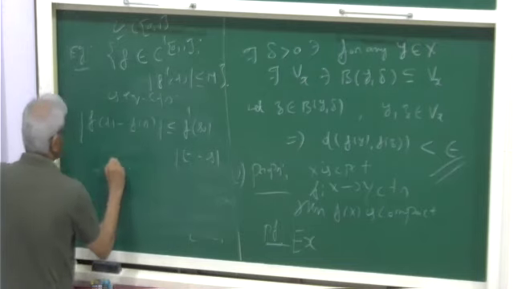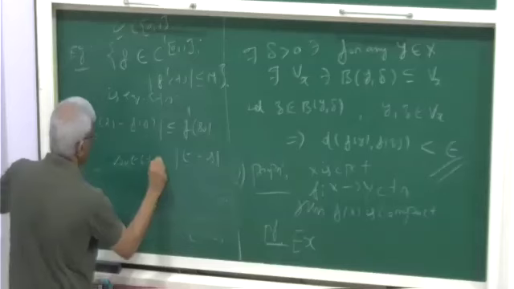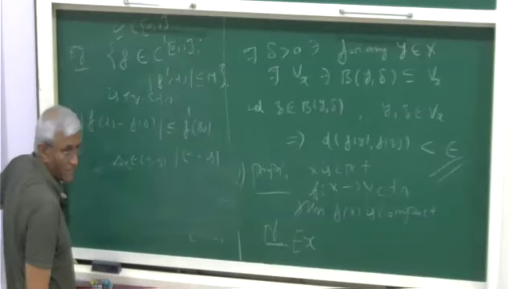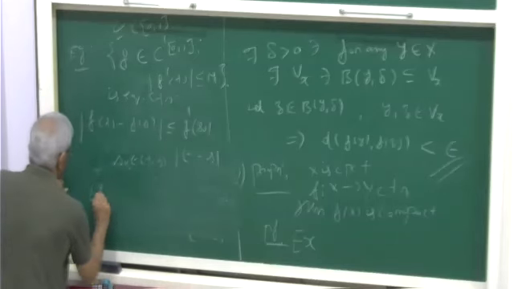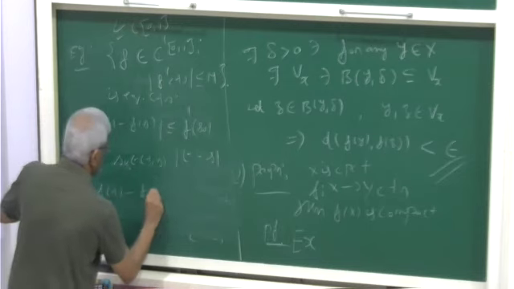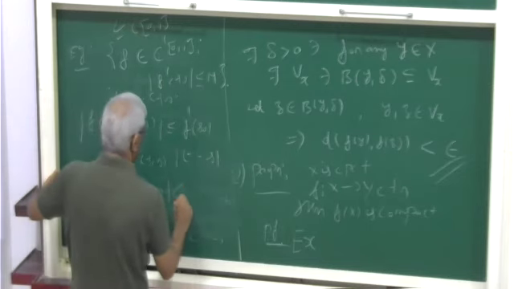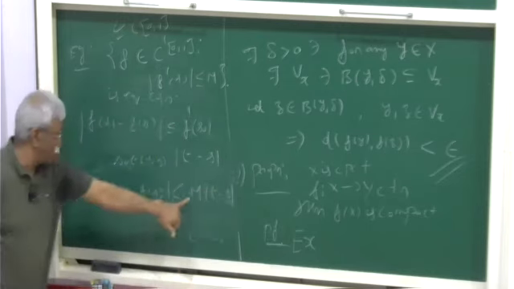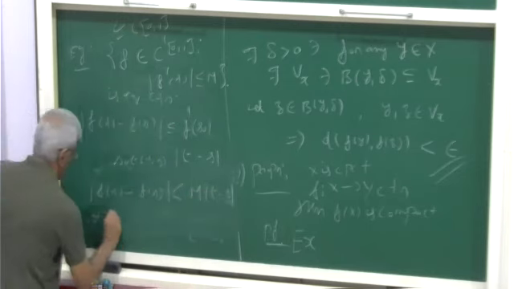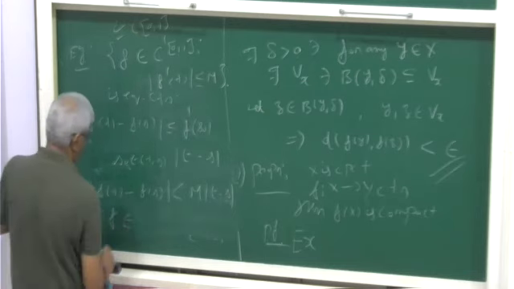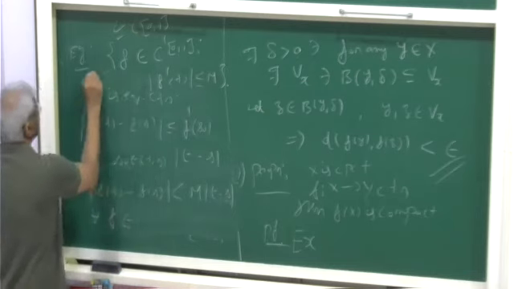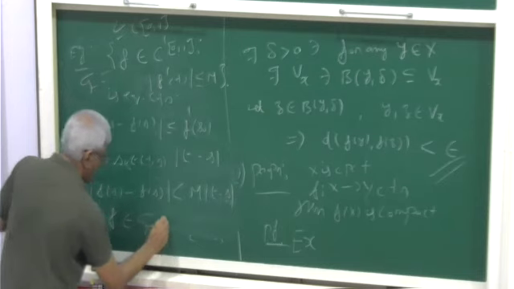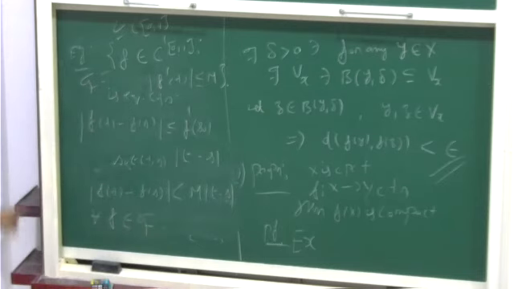Here s0 is between t and s. But this is less than M, so f(t) minus f(s) is less than or equal to M times |t minus s|, for all f in that collection. If you call that collection script F, then for all functions in script F, this is satisfied.